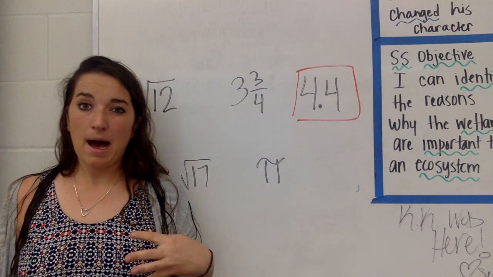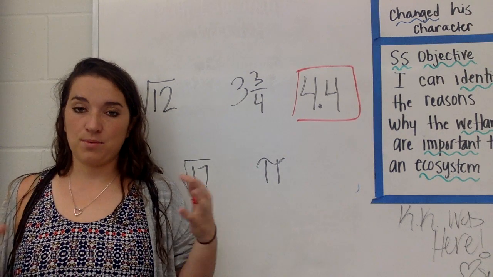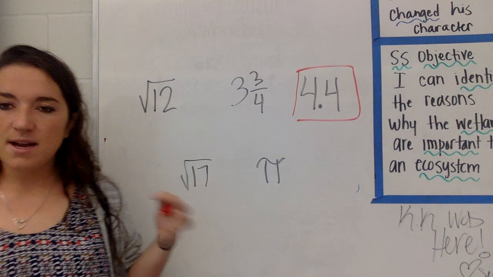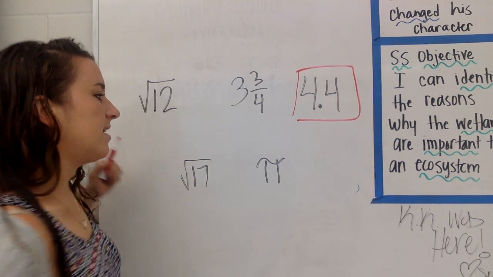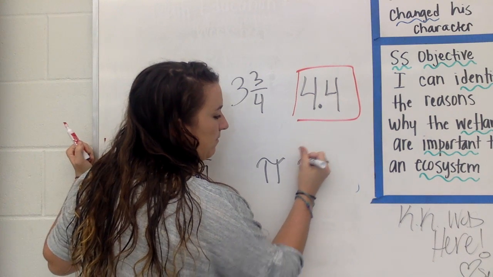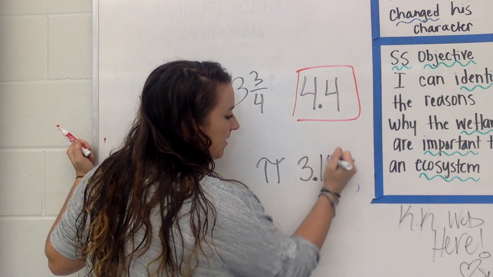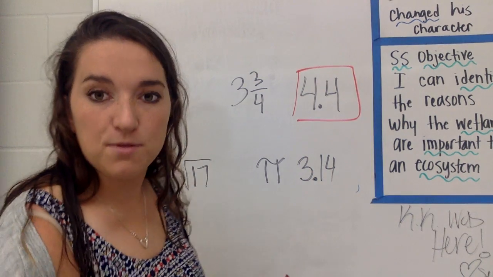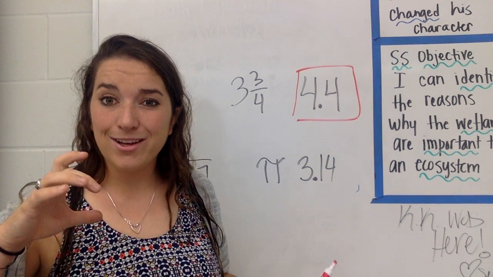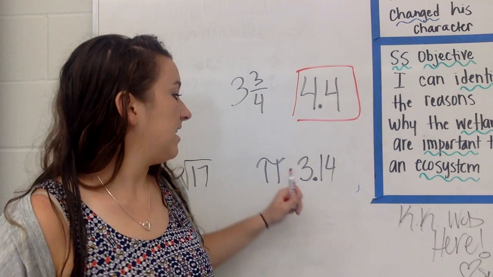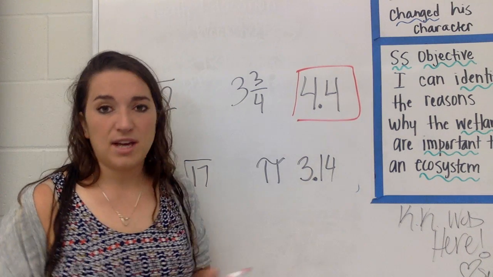What about this number pi? What does pi equal approximately? Pi is a number that goes on and on forever, but it can equal approximately 3.14. So you don't need a calculator for that one. This type of calculator, if you plug in pi, it will just say it equals pi. If you have the darker calculator, you can plug in pi and then the equal sign, and it'll give you 3.14.